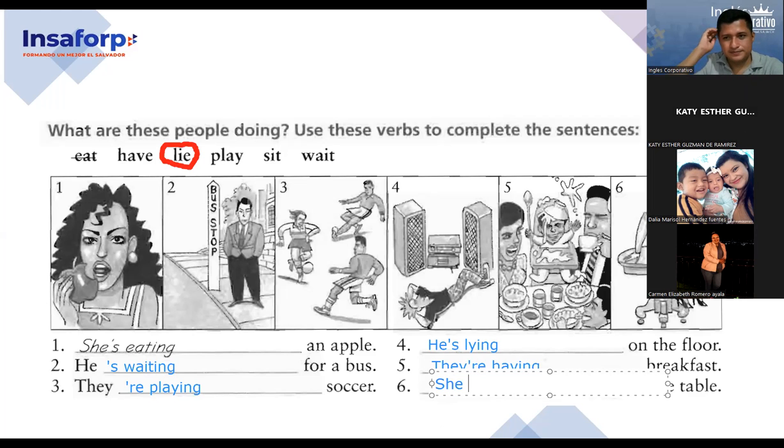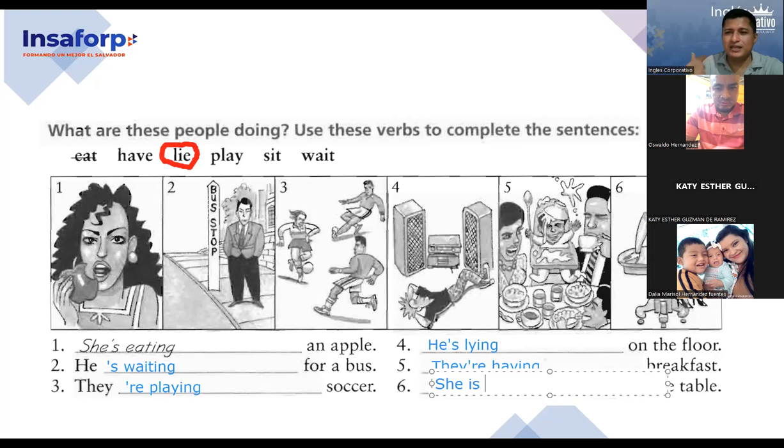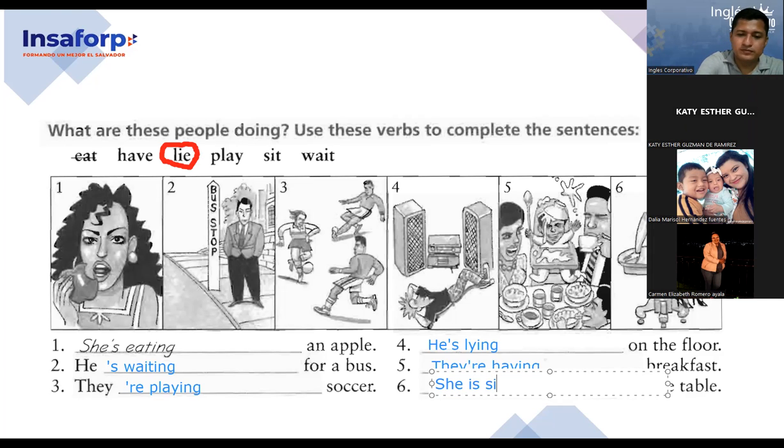What is next? Sitting. Is. Can you spell sitting, please? Spell sitting. S. I. C. T. Very good. I-N-G. I-N-G, very good. Yes, very good.